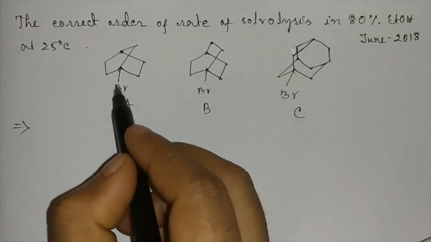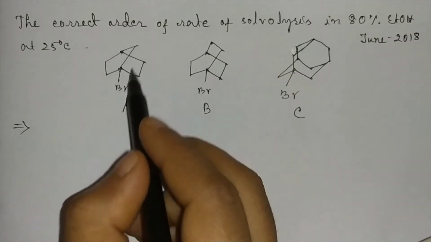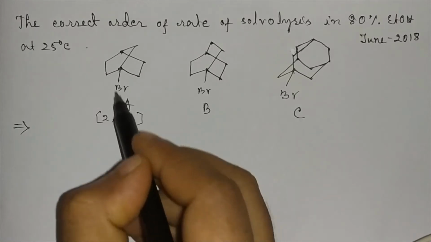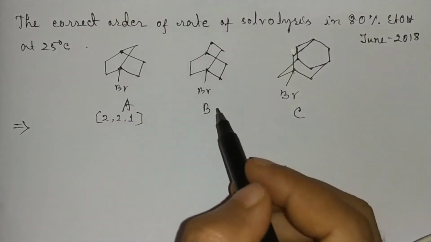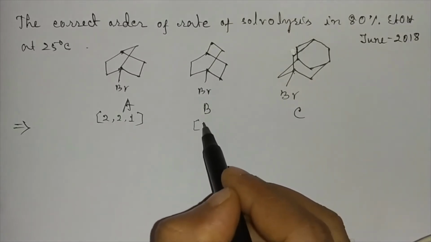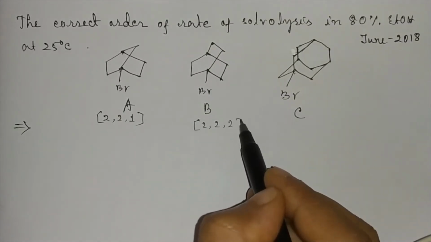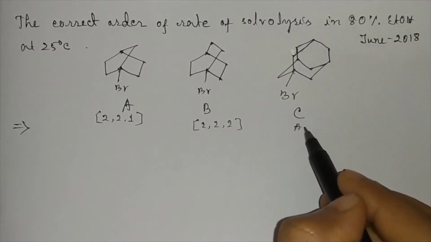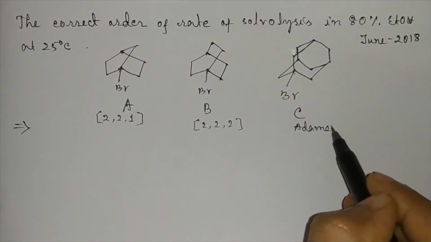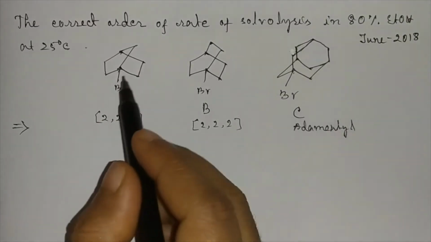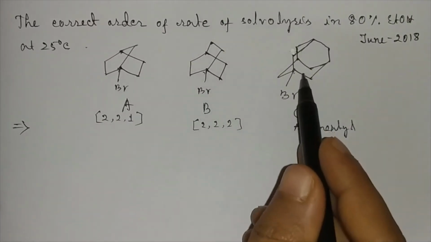This is a 2-2-1 bicyclic system, a bicyclic bridged system, whereas this is a 2-2-2 bicyclic system, and this is an adamantyl system. All these three are 3 degree alkyl halides.